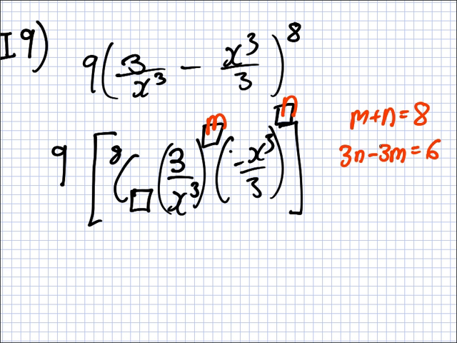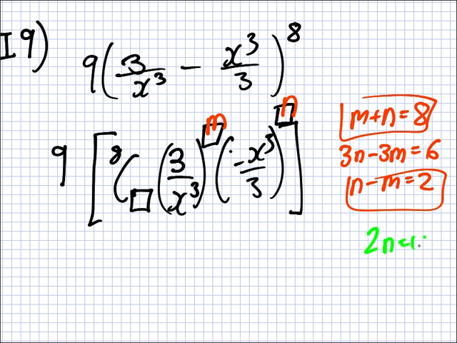What was I saying? Oh yeah, so here, are we okay with that? 3n minus 3m equals 6, because that power is 3n and this power is 3m. The final power of x will be this minus this, and we need that final power to be 6. So n minus m equals 2, and n plus m equals 8. If you add these together, you get 2n equals 10. So this must be 5, and this one must be 3.